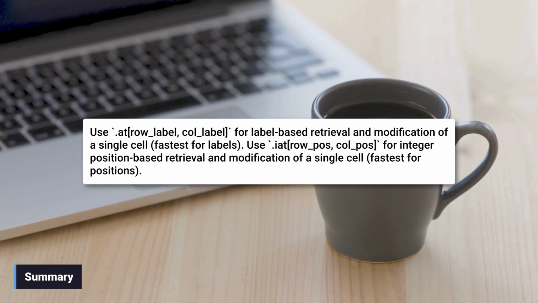To summarize, .at and .iat are your preferred methods for working with individual cell values.